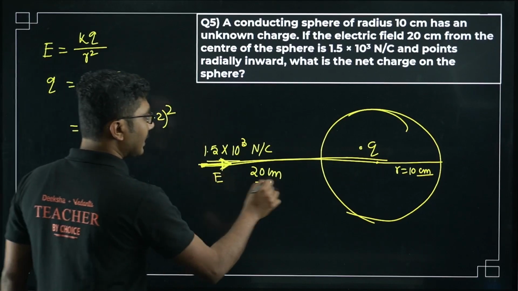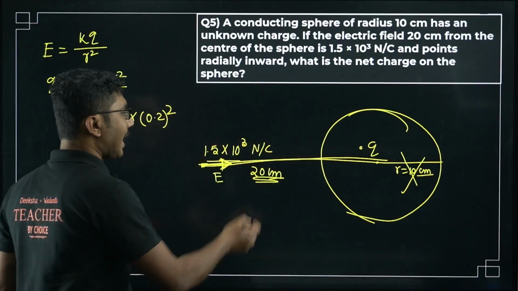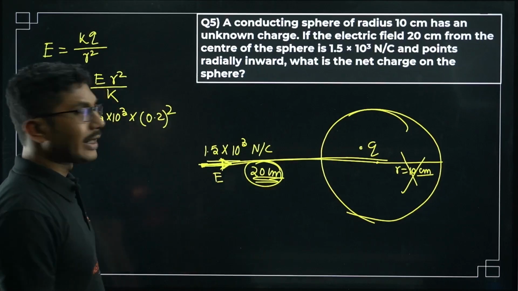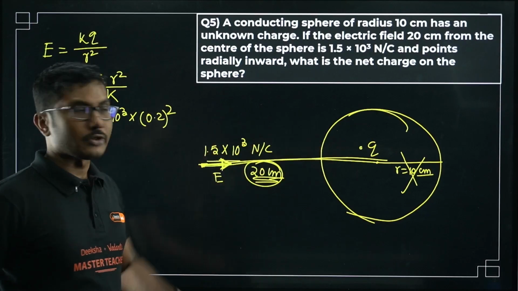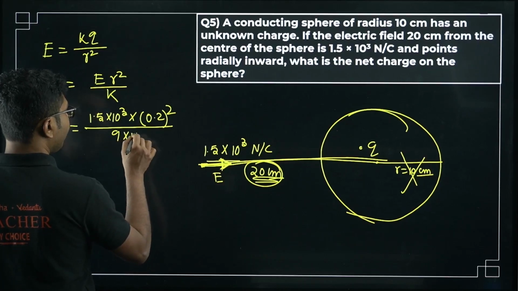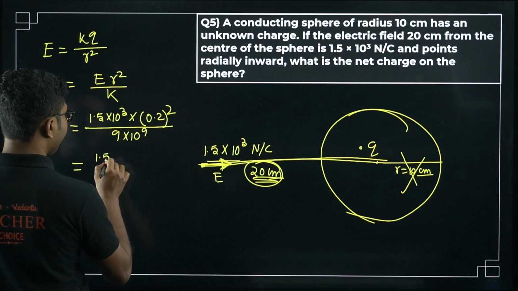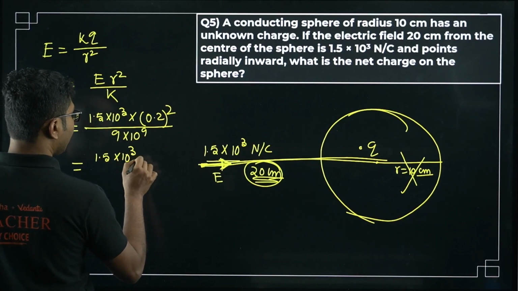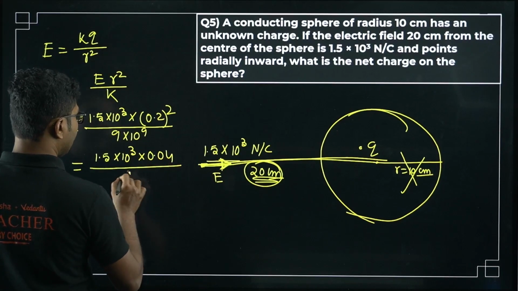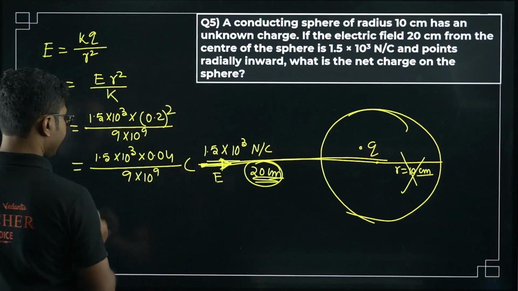Now remember that here R will be 20 centimeter. The radius of the sphere is not important. The only fact is this distance is greater than the radius. That is the only thing that we require to know. Other than that, there is no purpose of this radius. Okay, divided by 9 into 10 to the power of 9. So just do the square, 1.5 into 10 to the power of 3 into 0.04 divided by 9 into 10 to the power of 9. Okay, so this is the charge on the sphere.